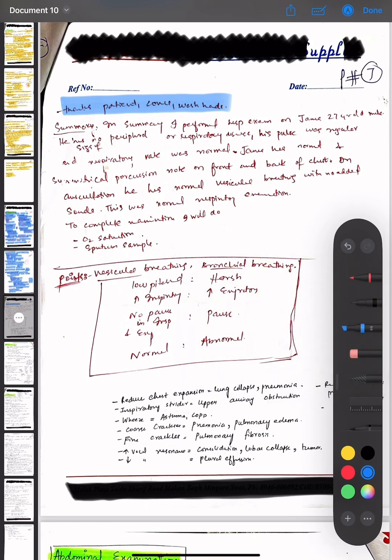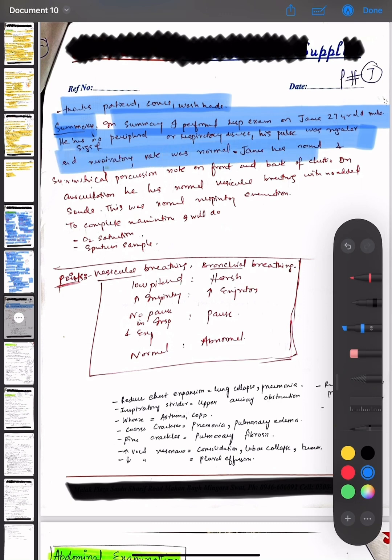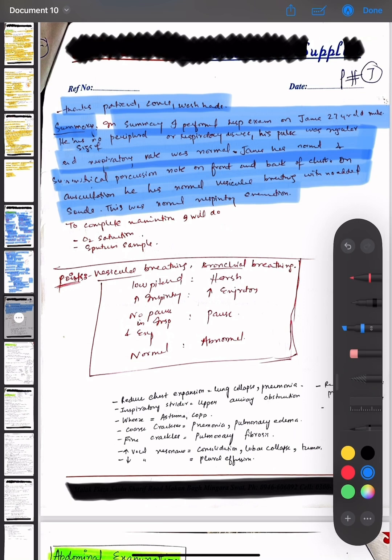Now how will we present it? In summary, I performed a respiratory examination on a patient aged so-and-so years, and he has no peripheral cyanosis or respiratory distress. His pulse was regular and respiratory rate was normal, and he has normal and symmetrical percussion note on the front and back of the chest. In auscultation, he has normal vesicular breathing with no added sounds. This was a normal respiratory examination. To complete the examination, I will do the O2 saturation test and a sputum sample.